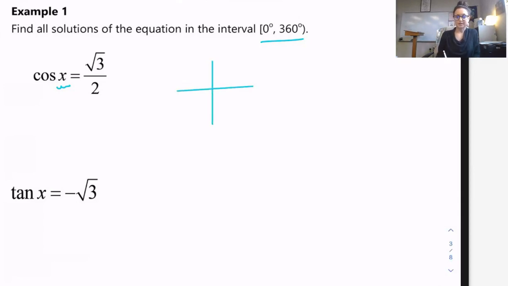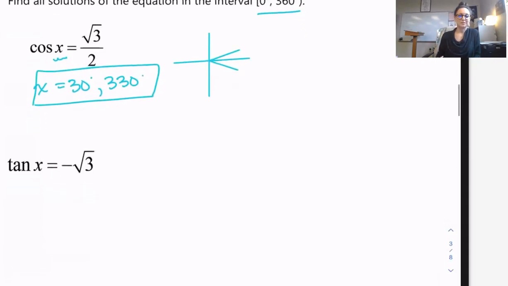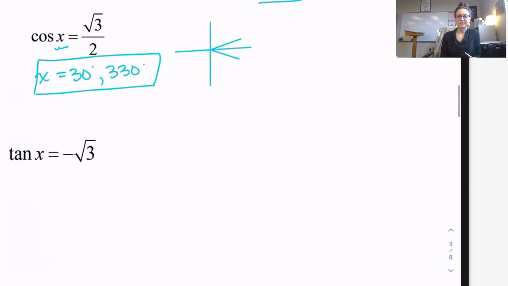If cosine is square root of 3 over 2, then I'm closer to the x-axis. And if it's positive, I'm in which two quadrants? In quadrant 1 and quadrant 4, but closer to the x-axis. So in degrees, this would be 30 degrees and 330. And that's it. What about tangent of x is negative square root of 3?